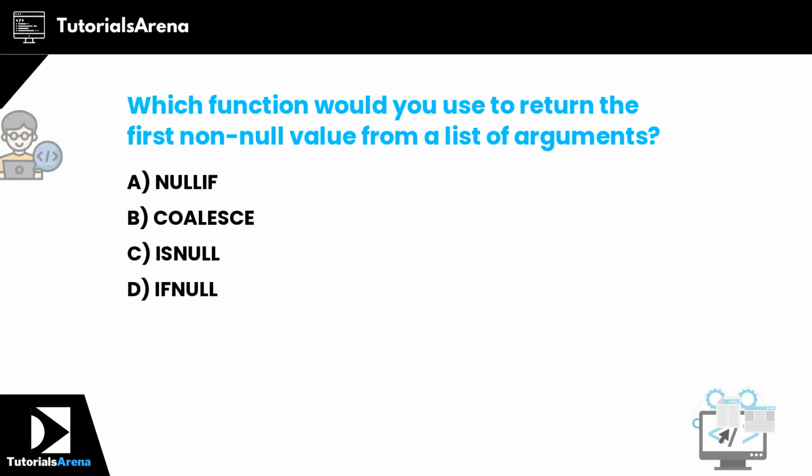Which function would you use to return the first non-null value from a list of arguments? The correct answer is option B, COALESCE.